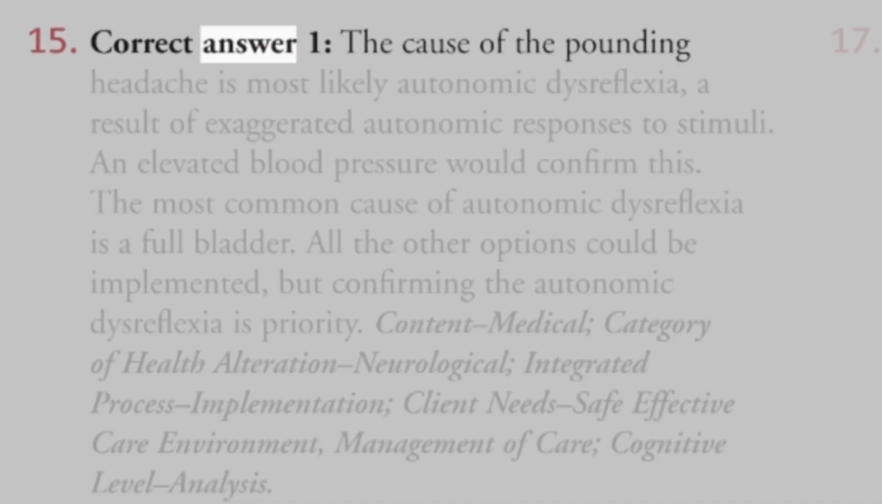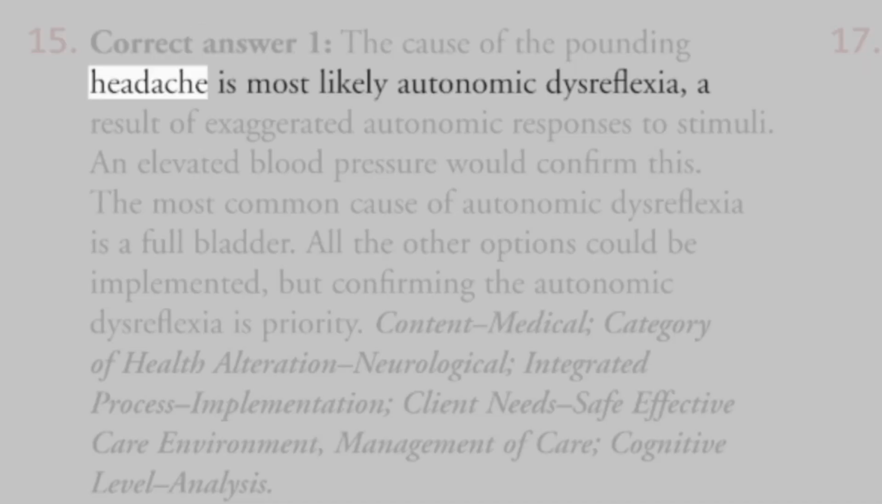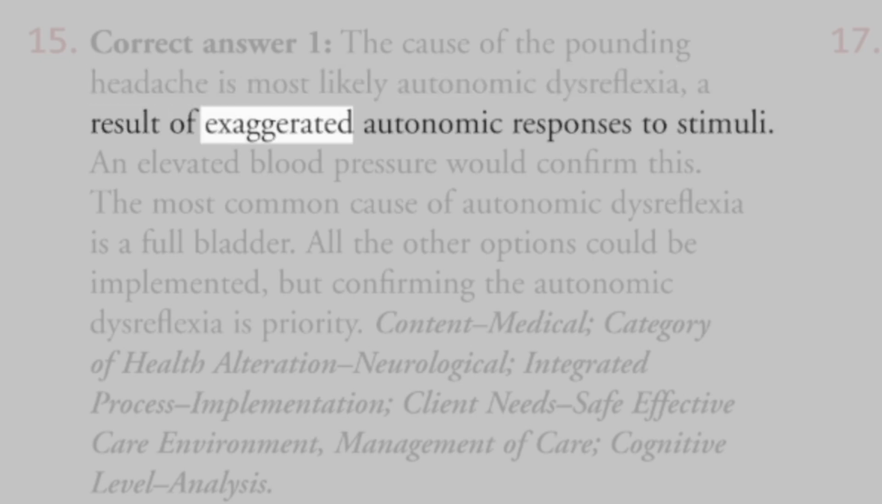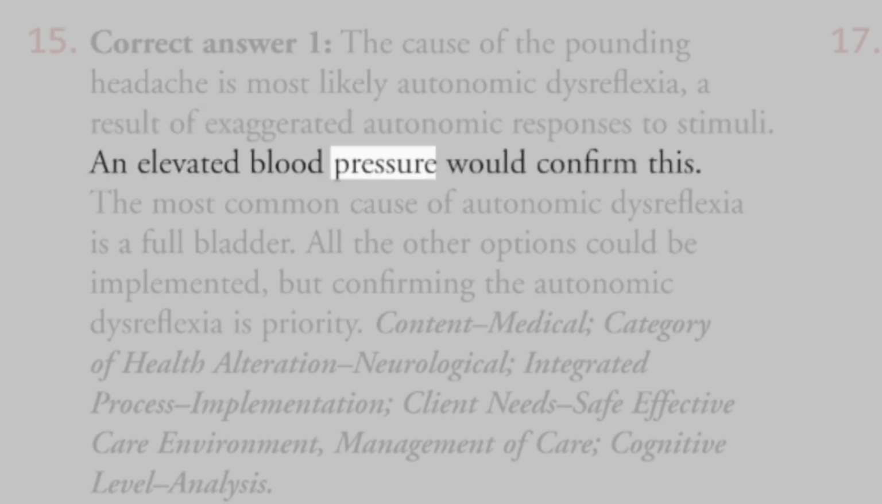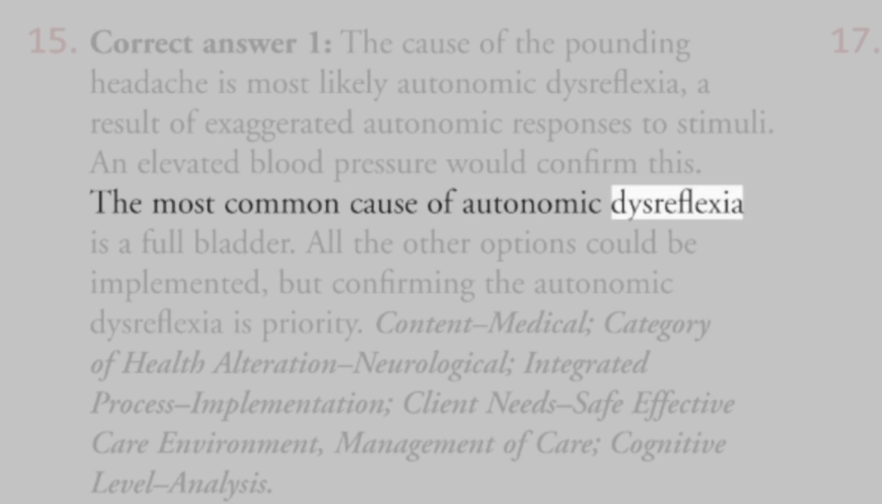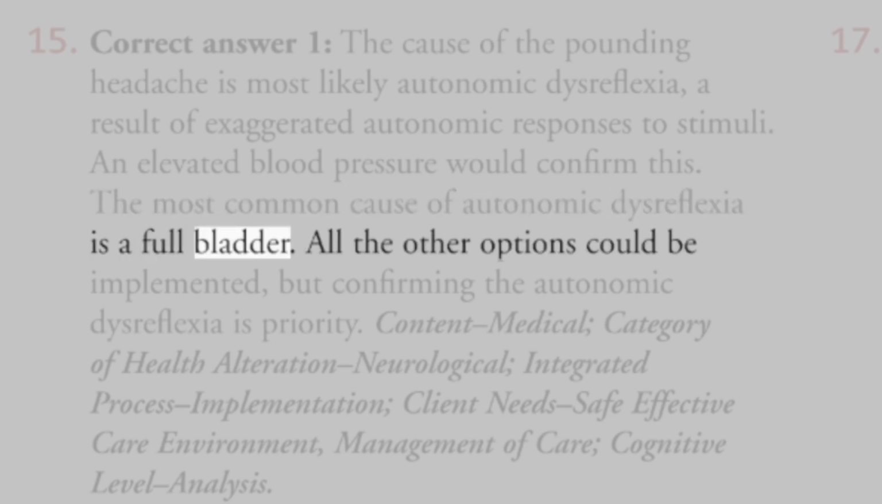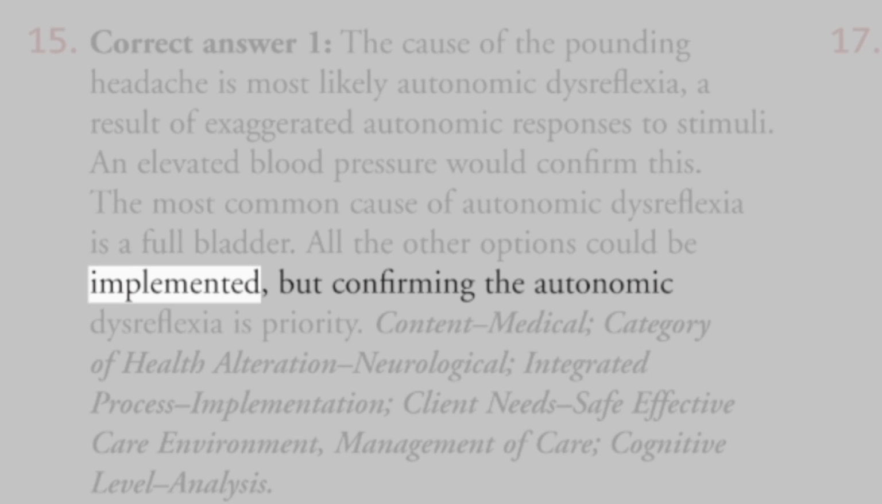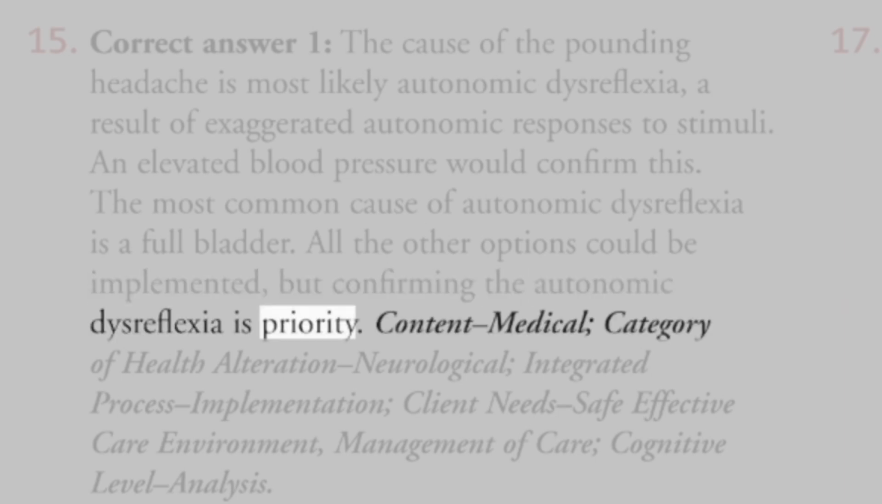15. Correct answer 1. The cause of the pounding headache is most likely autonomic dysreflexia, a result of exaggerated autonomic responses to stimuli. An elevated blood pressure would confirm this. The most common cause of autonomic dysreflexia is a full bladder. All the other options could be implemented, but confirming the autonomic dysreflexia is priority.